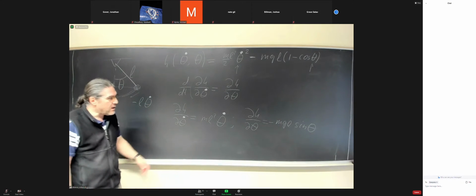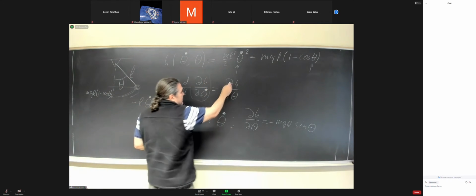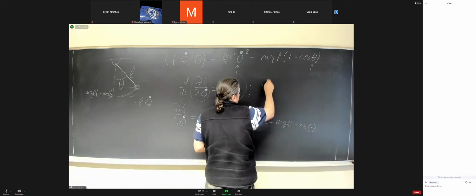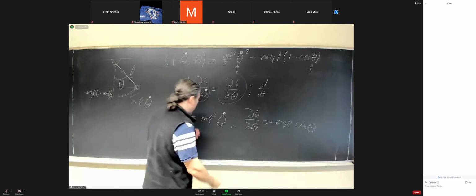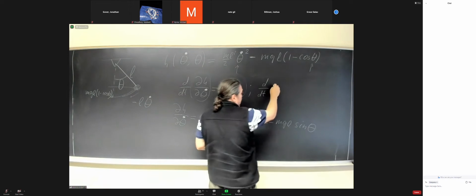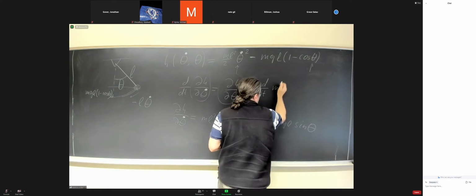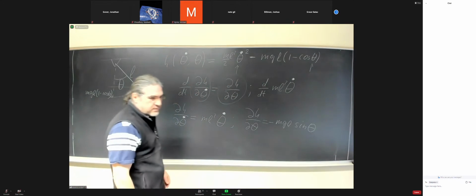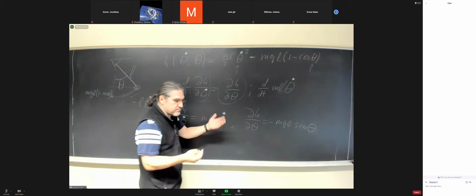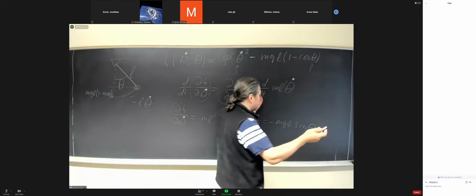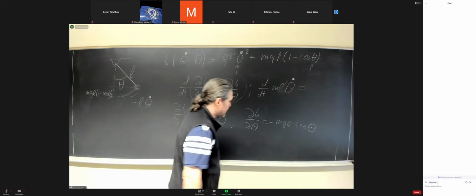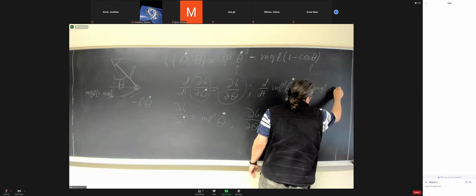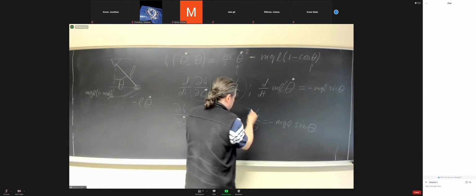Okay. Now I need to place all of this in this equation. So what will I have? D over dt of ml squared theta dot, because that is the dot here. There are no magical powers here. Nothing appears out of nothing. And it must be equal to minus mgl sine theta, because that's what it is.